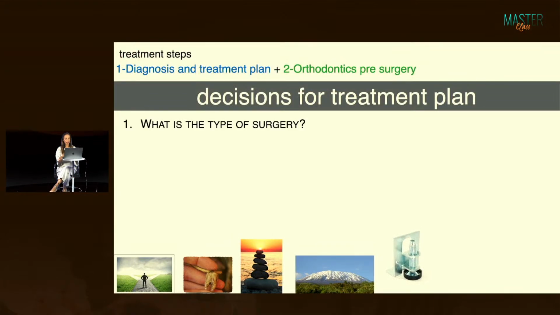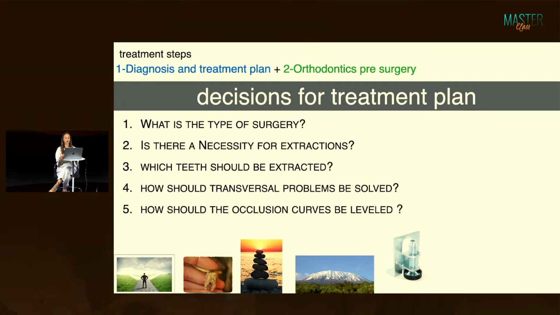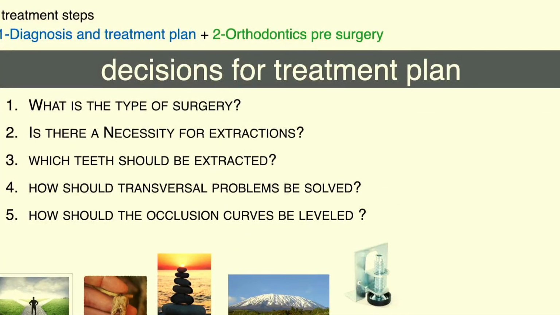First of all, I will answer what type of surgery I will suggest for this patient. Is there a necessity for extractions? Which teeth should be extracted? This is a very important question. How should transversal problems be solved? And how should the occlusion curves be leveled? So all these questions should be answered at the beginning of the treatment. And this is something that the surgeon will decide with the orthodontist. It is very important to have this kind of decision together.